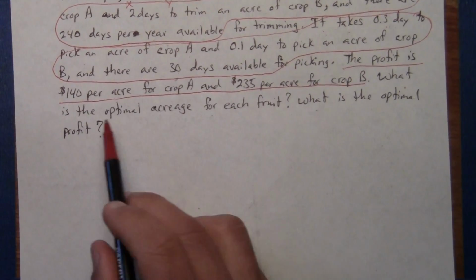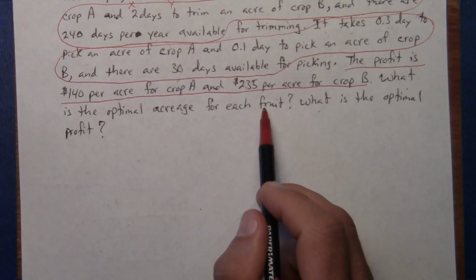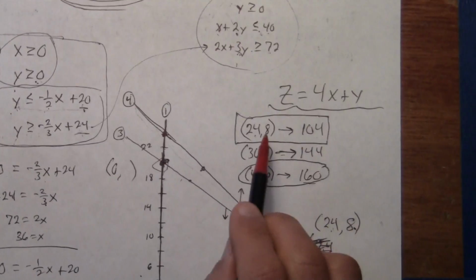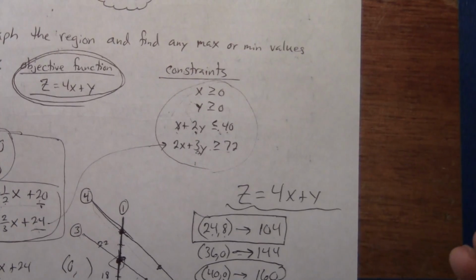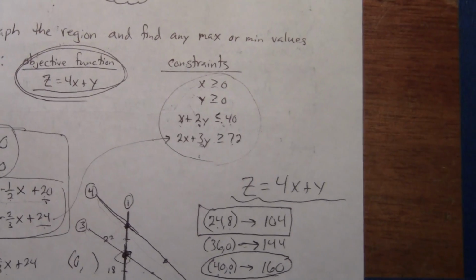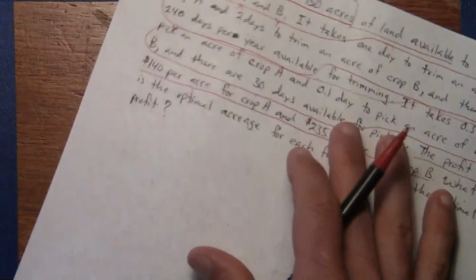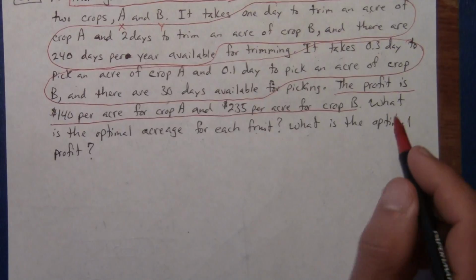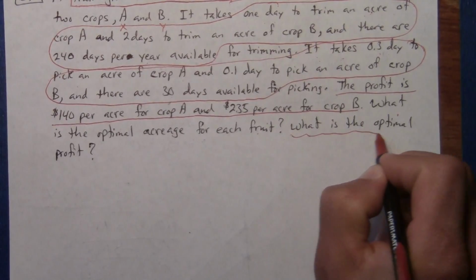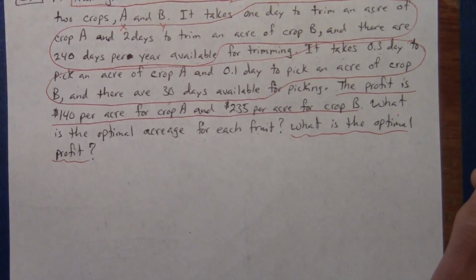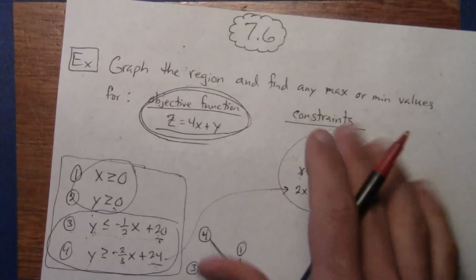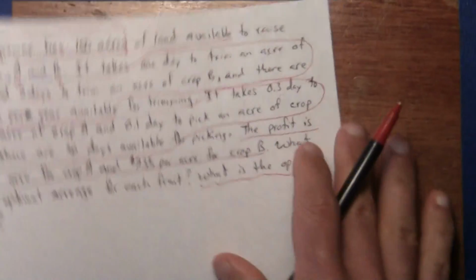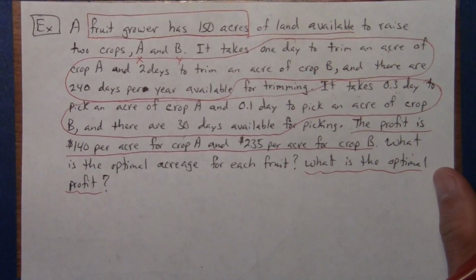It asks you to find what is the optimal acreage for each fruit, which is basically telling you to go through this whole process and figure out which one's going to give you the max. Optimal profit, you want to make as much as you can. If it was optimal cost you want to be low, so you'd want the minimum, but this one wants the maximum. And then the other thing it's asking me is, what is the optimal profit? Meaning, I have to find the objective function, which in this problem they gave it to me. So my recommendation is find the objective function first all of the time.